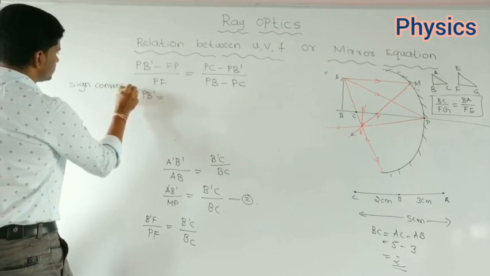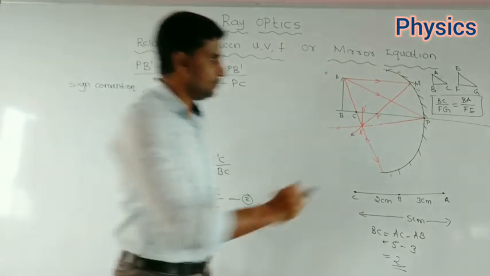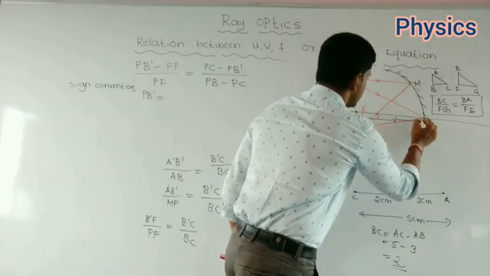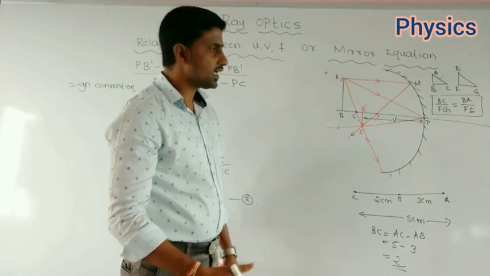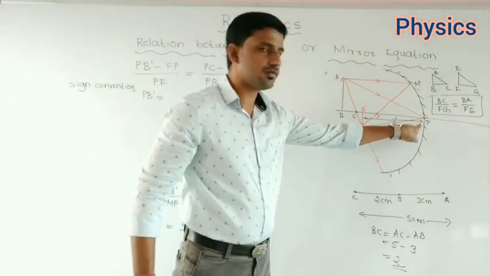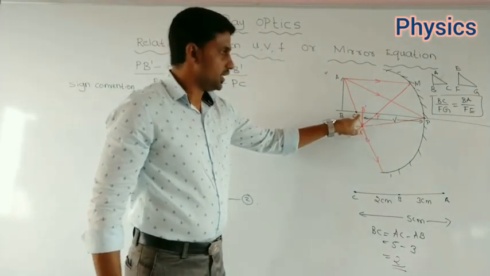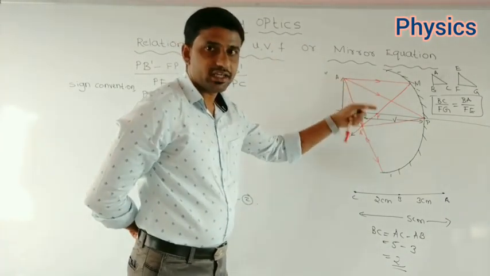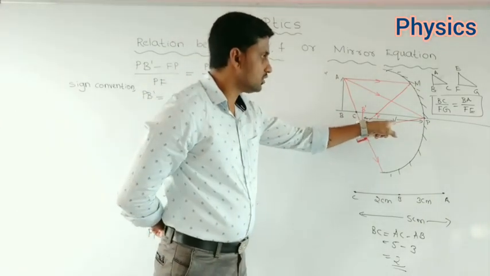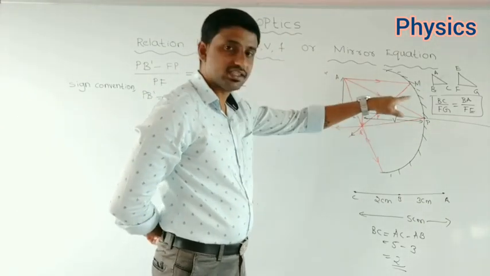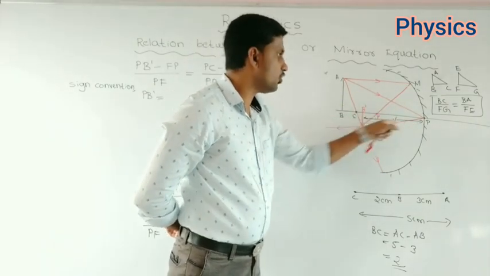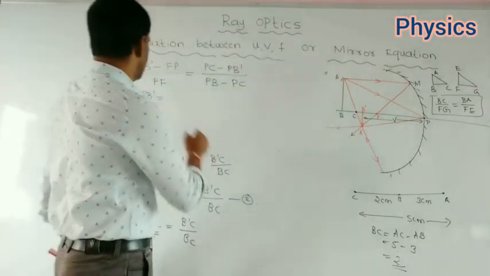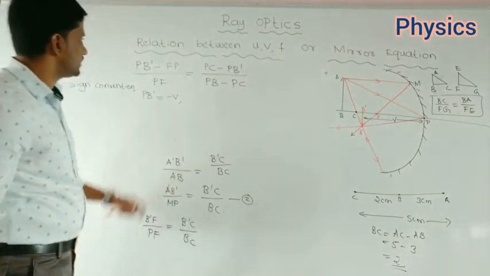By using sign convention, I can write it. PB' is nothing but the image distance. Image distance we are writing as v. By using sign convention, we take all distances from the pole. If the distance is taken opposite to the incident light, then we take it as negative. Here also the distance is opposite to the incident light, so the distance from pole to the image I am taking as minus v. This is the first case.